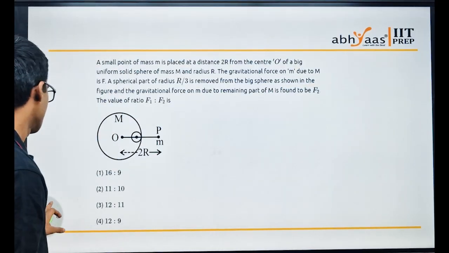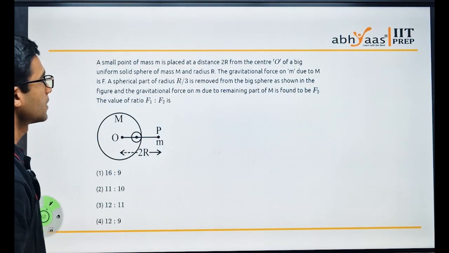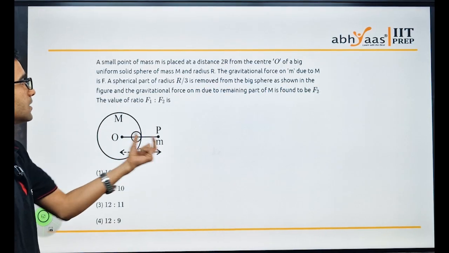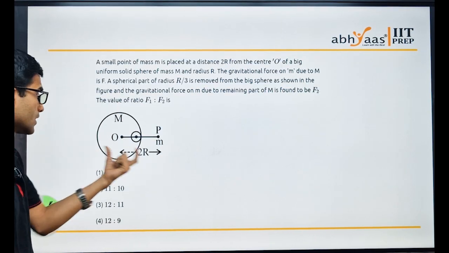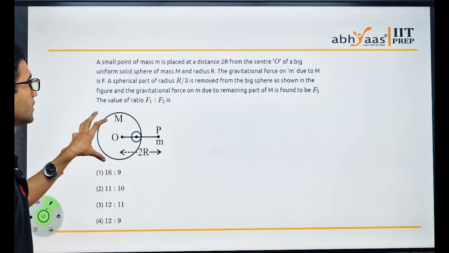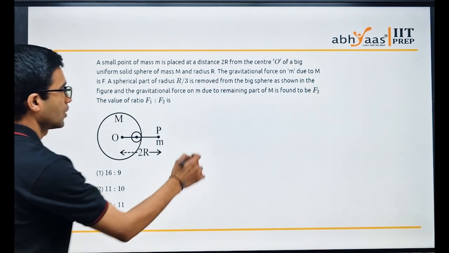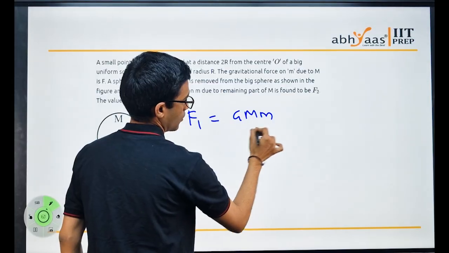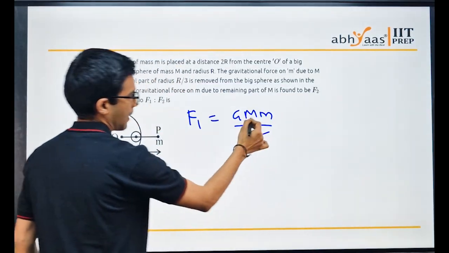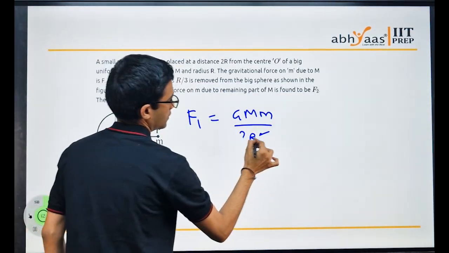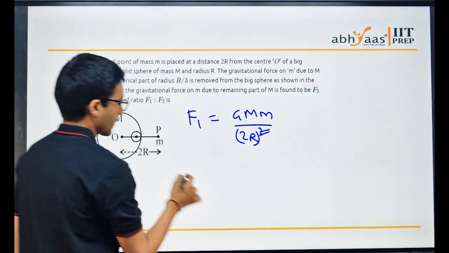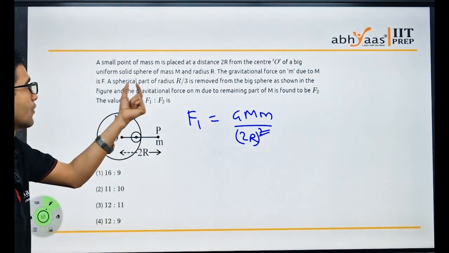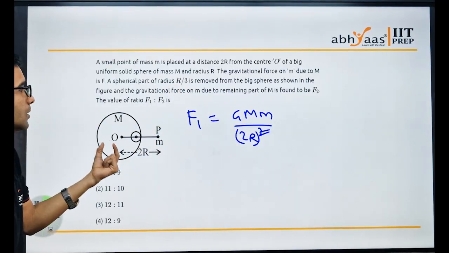Next, going to this one, this is the gravitation part. Initially a point mass is there, which is at a distance of 2r from the bigger mass. You know that F1 is equal to the general formula G m1 m2 by r square. Here capital M is there, small m is there, and the distance is 2r whole square.